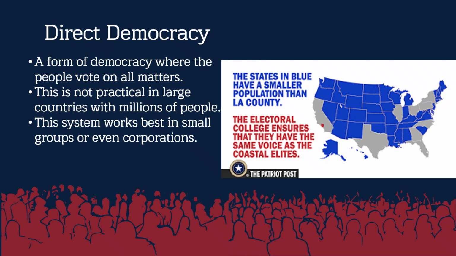Now, there are some flaws with every form of government. In this case, looking at the map, LA County in California has a very large population, and every state on this map that's colored blue, Nevada, Louisiana, Kentucky, Virginia, Colorado, all of them have smaller populations than LA County. And so with our electoral college, this ensures they have the same voice as large cities and coastal elites.